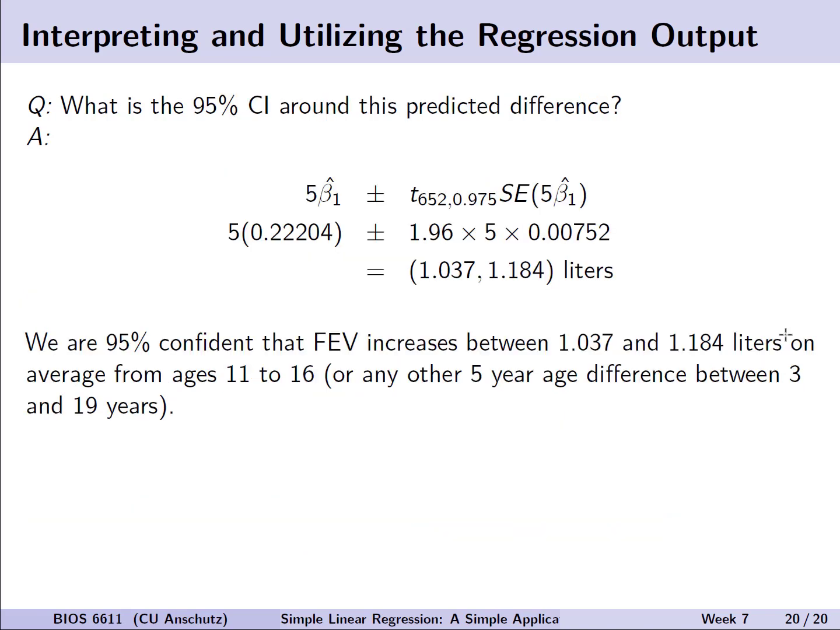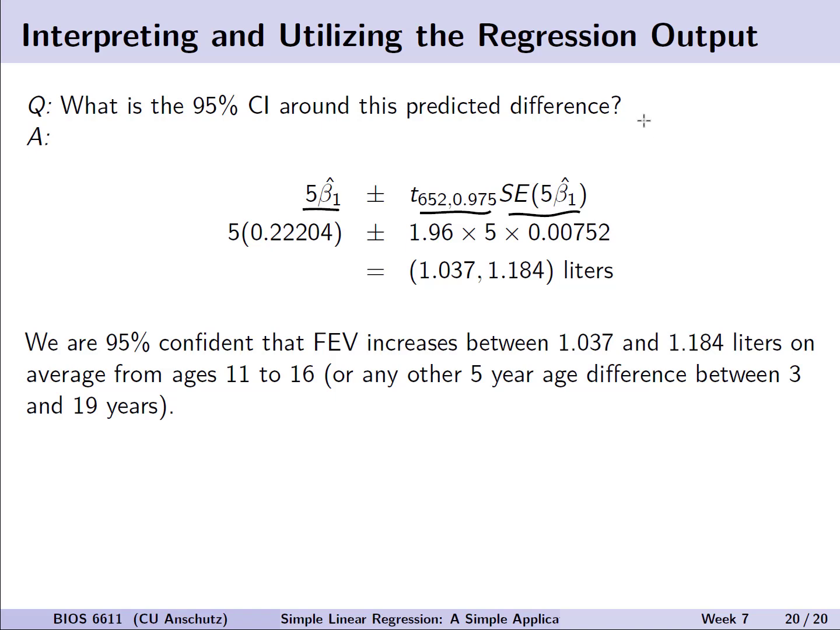And so for a final example, what is the 95% confidence interval around that predicted difference between a 16 and an 11-year-old child we saw on the previous slide? So here we have a pretty similar setup to what we had before. We're going to take now, instead of just beta 1, 5 times beta 1. We'll then take our value quantifying our uncertainty based on the degrees of freedom and our desired level of confidence. And we'll then calculate the standard error for something that is 5 times beta 1 hat.